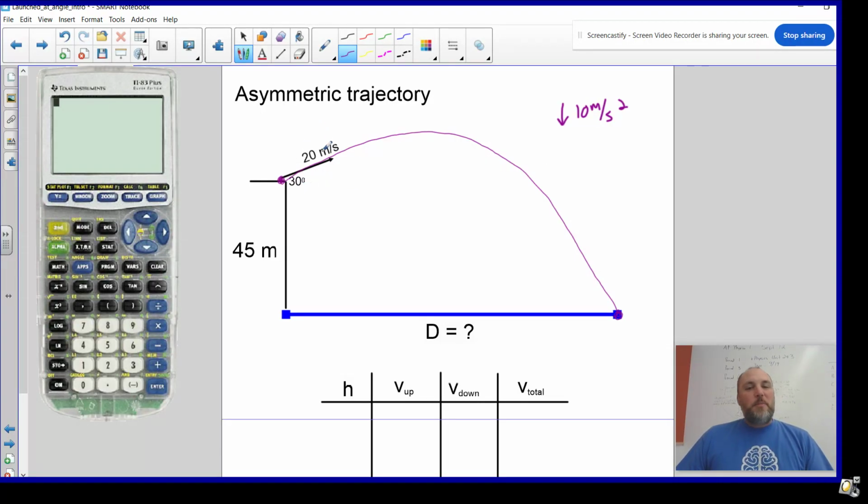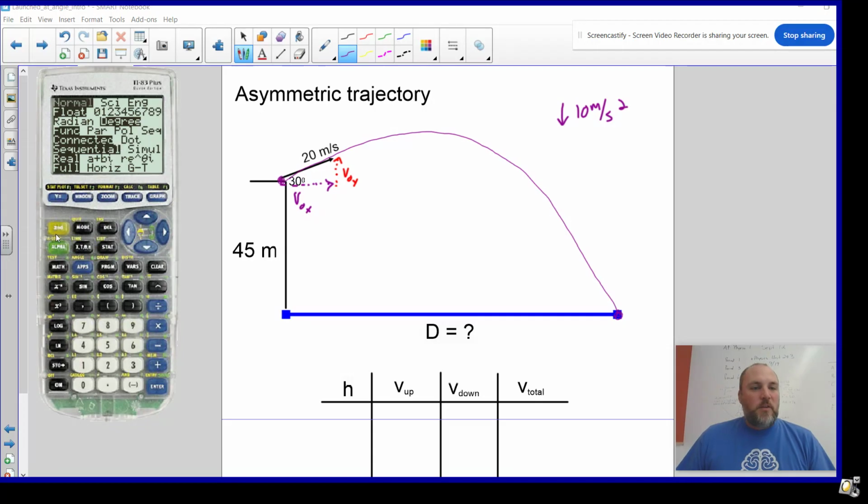So the first thing I'm going to do, I'm going to take this initial velocity of 20 meters per second and I'm going to break it into a horizontal and a vertical part. So that's my real initial velocity. I want to find the initial velocity in the vertical and the initial velocity in the horizontal direction. I'll do that with my calculator. Just again, a reminder, make sure that you're in degrees.